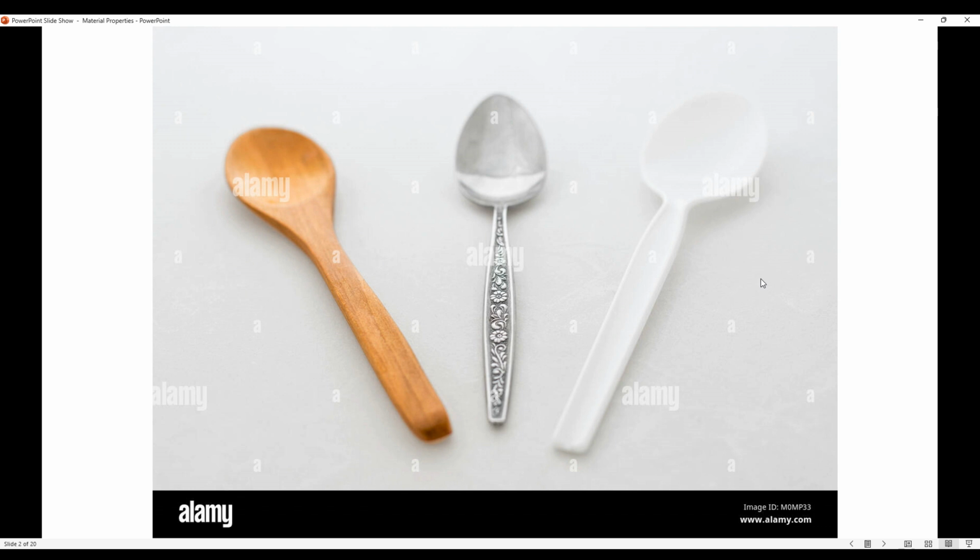Which spoon would you use to eat ice cream? Maybe the metal spoon. And which one would you use to stir fried stuff in the oil? Maybe use the wooden spoon. Which one would you use to eat yogurt? Maybe the plastic spoon. Have you ever asked yourself why we use these spoons differently? That's correct, because each spoon is made of a different material and each material has a different property.